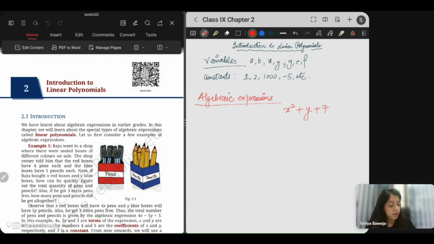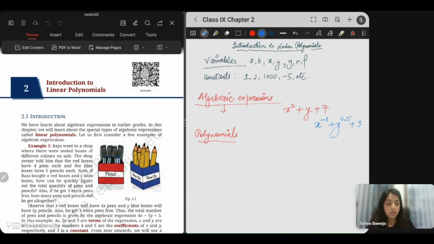Now, when we had algebraic expressions as a term, what was the need for polynomials then? Now, when we talk about polynomials, how are they different from expressions? It is because when we talk about an algebraic expression, we can have x raised to the power -1 plus y raised to the power 0.5 plus a 3. This is an expression, but it cannot be a polynomial.